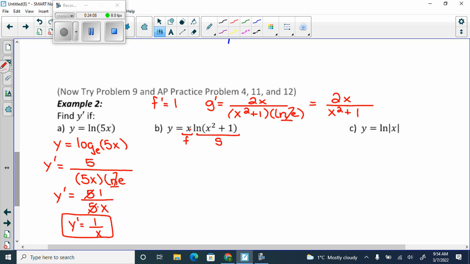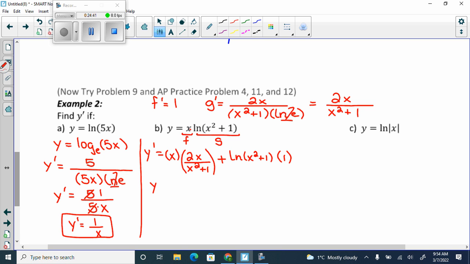Okay, so we just fill it in. Remember, when we fill in x, we're either filling in an x or a 1. So I believe in you. You guys can do this. So we do f, which is x, times g prime, which is 2x over x squared plus 1, plus g, which is ln of x squared plus 1, times f prime, which is a 1.